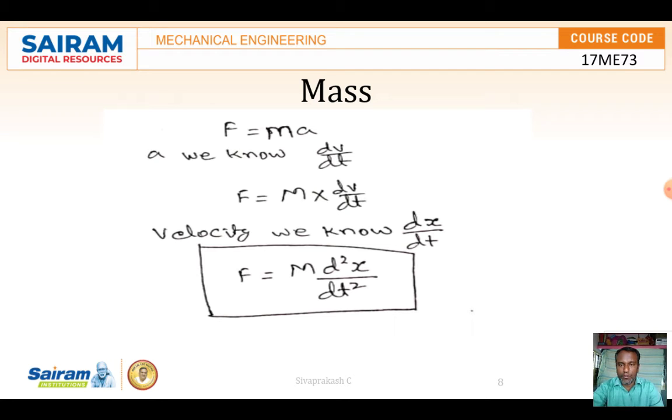So we already know this formula f is equal to ma, force is equal to mass into acceleration. In this, acceleration a is equal to dv by dt. So that value you can substitute in this equation, so m into dv by dt. Again velocity is equal to dx by dt, so you can substitute here. This equation becomes f is equal to m into d square x by dt square. So wherever f comes, you are going to substitute m into d square x by dt square.